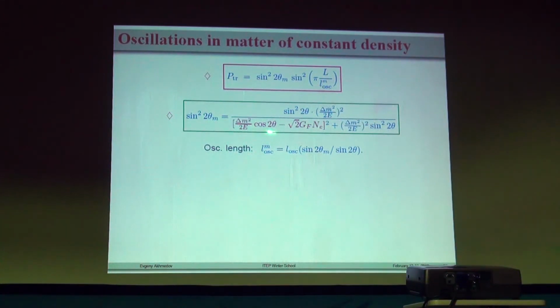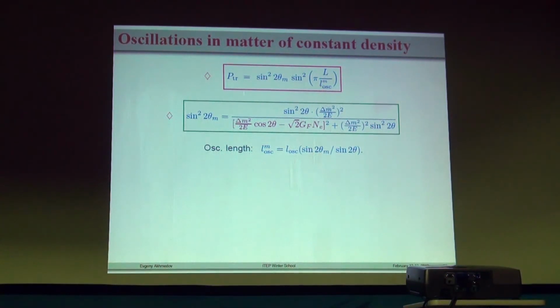If this term here vanishes, then the sine square of twice the mixing angle in matter becomes unity, because the numerator and denominator will be exactly the same in this case. And if this term vanishes, we have 1 for sine square of twice the mixing angle in matter. And this means that we have a strong enhancement of neutrino oscillations.